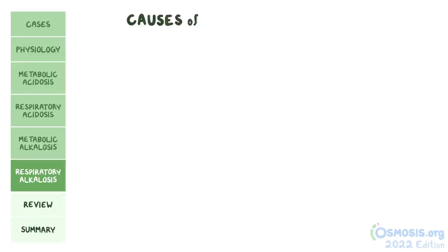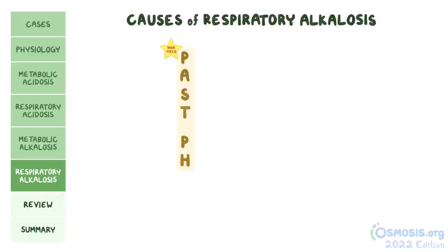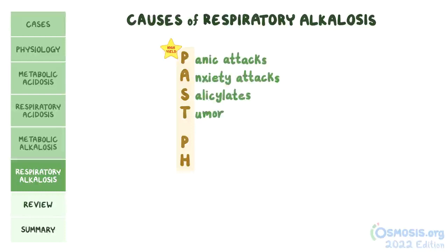Now, to remember the causes for respiratory alkalosis, think PASTPH. P is for panic attacks, A is for anxiety attacks, S is for salicylates, T is for tumor, P is for pulmonary embolism, and H is for hypoxemia. Think about high altitudes here.